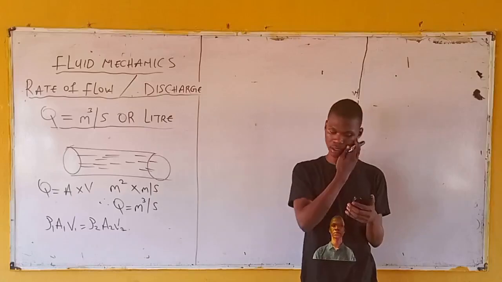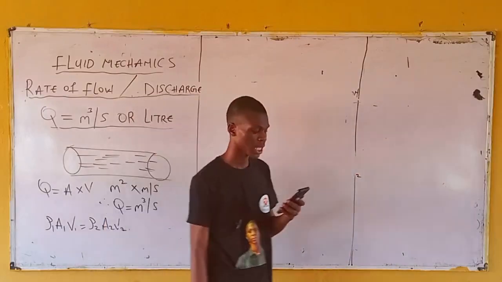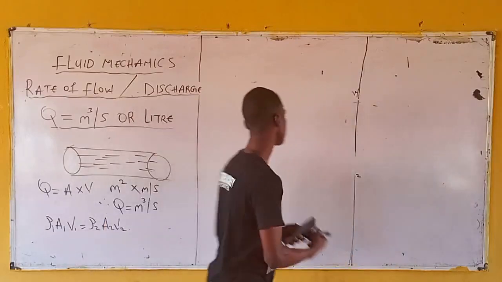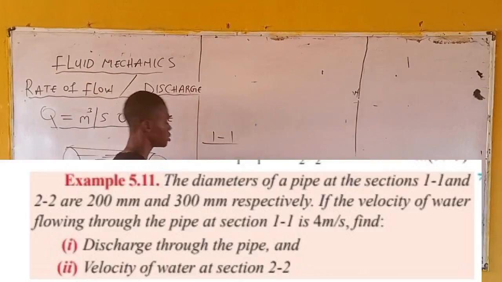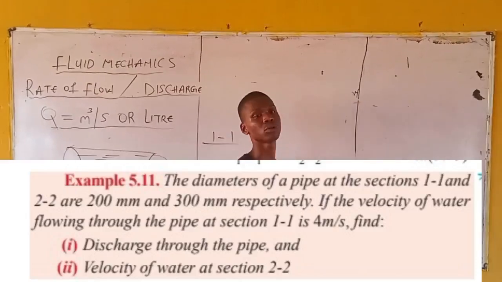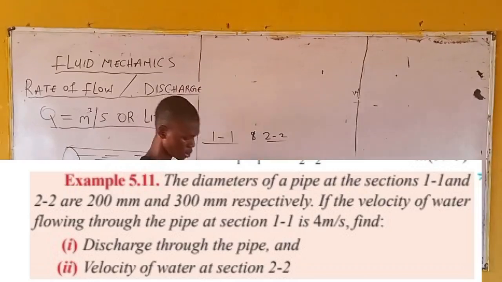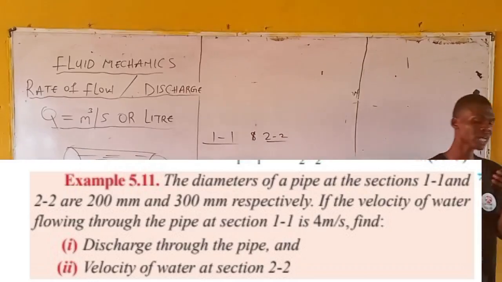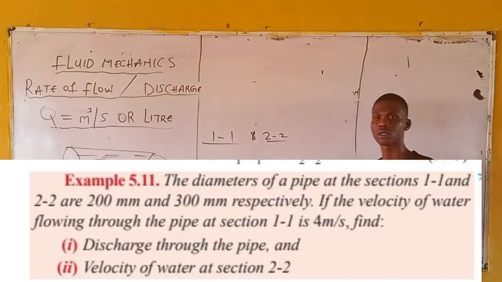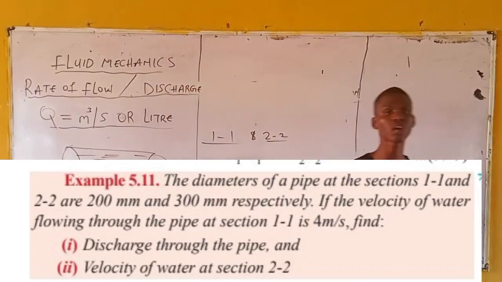From here, the question says that the diameter of a pipe at section 1 and 2, meaning section 1 and 2, are given respectively to be 200 mm and 300 mm.